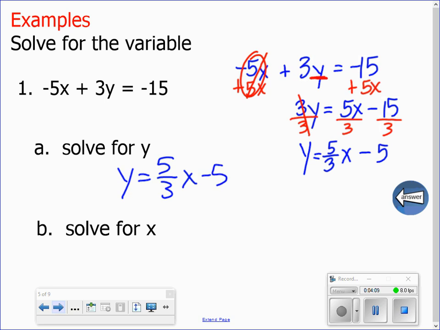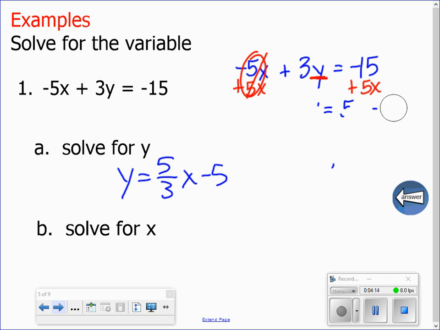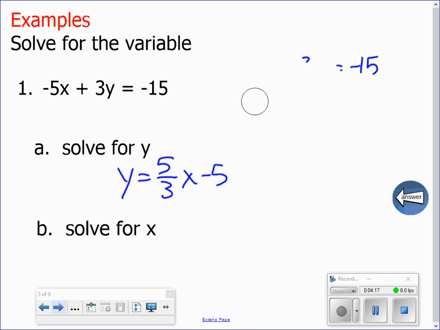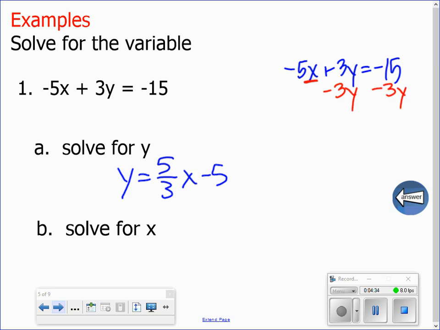Now, we're looking at solving it for x. You're doing the same thing. So this time, instead of moving everything away from the y, we want to move everything away from the x. So we have our equation, negative 5x plus 3y is equal to negative 15. Now we're moving everything that's not the x to the other side. So we start by getting rid of this plus 3y. So we'll have negative 5x. Remember that 15 and negative 3y are not like terms, so we'll just have negative 3y minus 15.